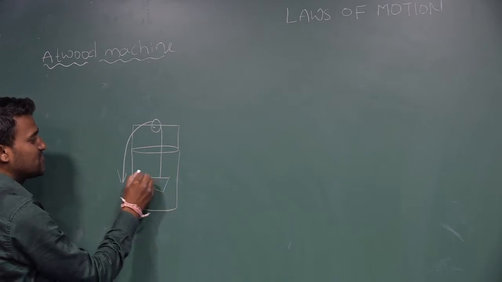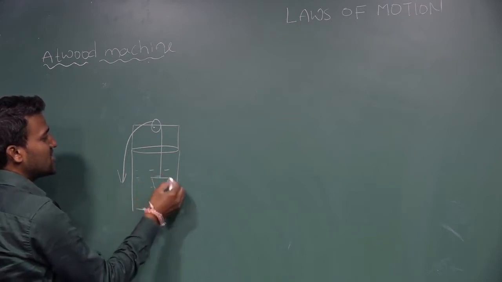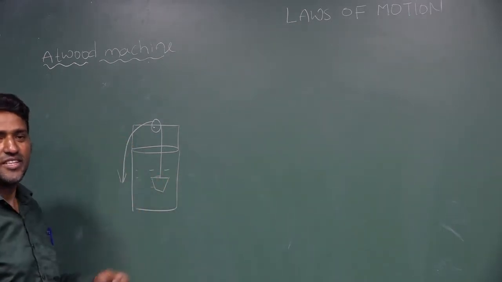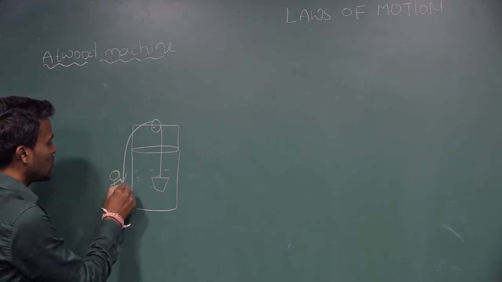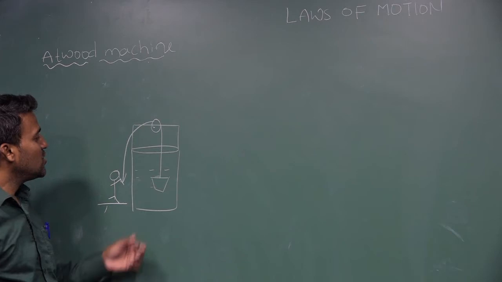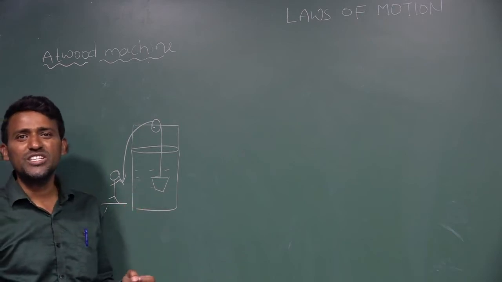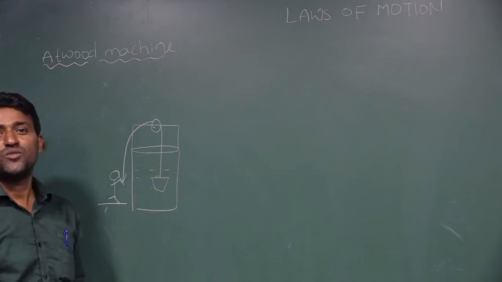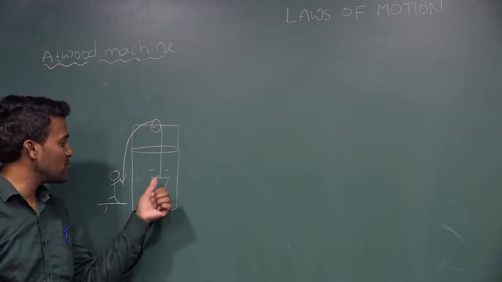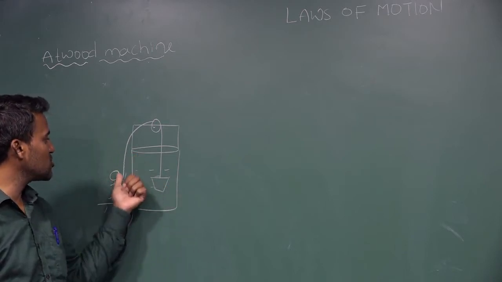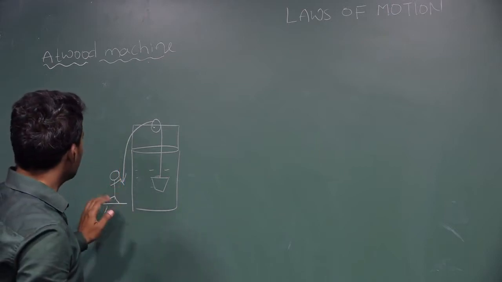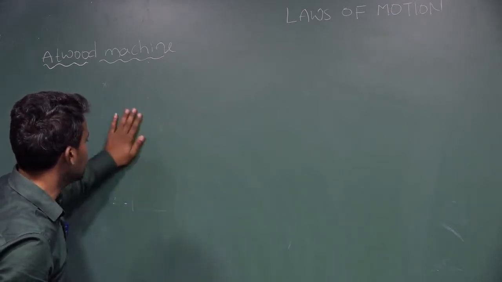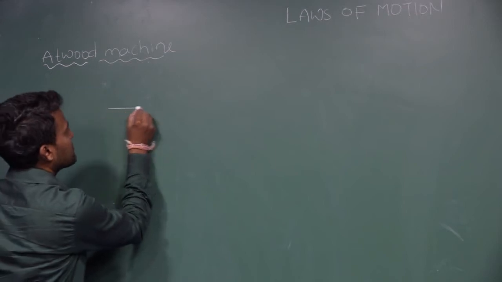This is the bucket, isn't it? The water is taken out like this. What is the tensional force? One person is pulling this rope from here. What is the tensional force acting in the rope? What is the acceleration of the bucket and what is the acceleration of this side? We have to calculate. See, in this situation, I am taking the diagram like this.